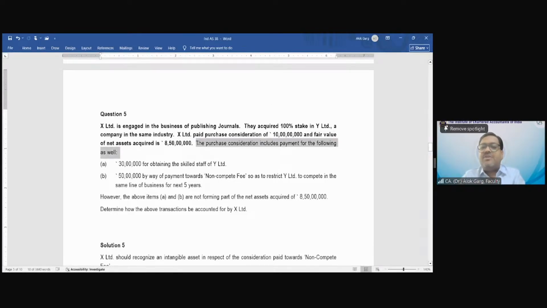The purchase consideration includes payment for the following as well. So for the 1.5 crore, it is giving you more information, right? Out of 10 crore, for 8.5 crore they have given you the value of the net assets. And they are saying that in addition to net assets, they are paying the premium. Why? Because of the following. Number one, 30 lakh rupees for obtaining the skilled staff of Y Limited.